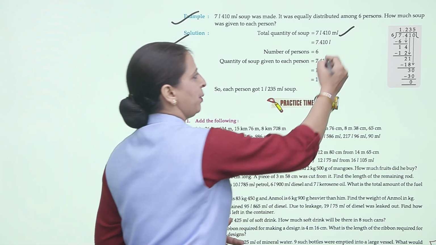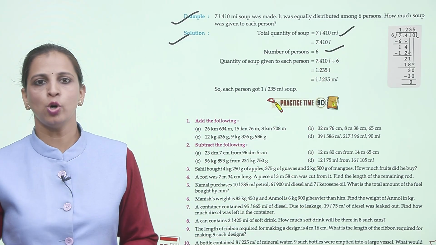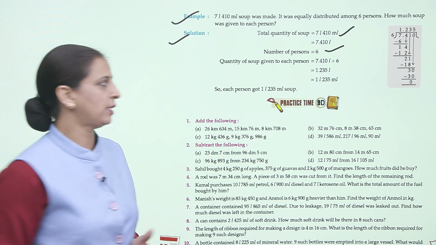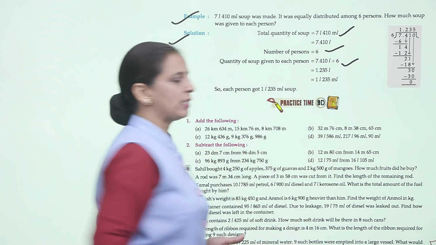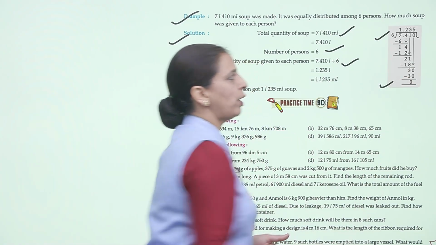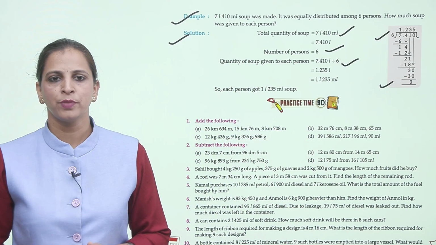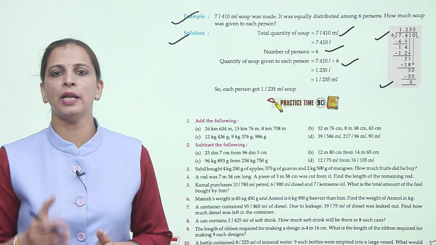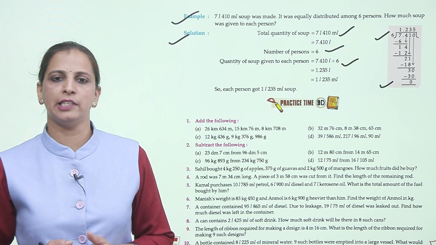नंबर ऑफ पर्सन्स, कितने में डिस्ट्रीब्यूट करना है, 6 में. सो क्वांटिटी ऑफ सूप गिवन टू ईच पर्सन इज 7.410 लीटर डिवाइडेड बाय 6. 6 से डिवाइड किया हमारा तो आया 1.235 लीटर्स. सो ईच पर्सन गॉट 1 लीटर 235 मिलीलीटर सूप.